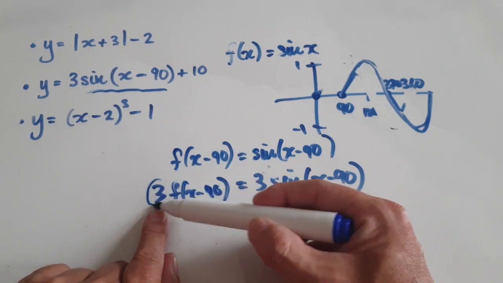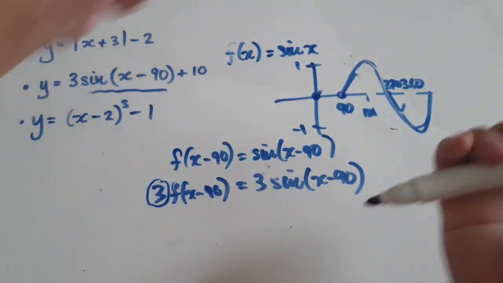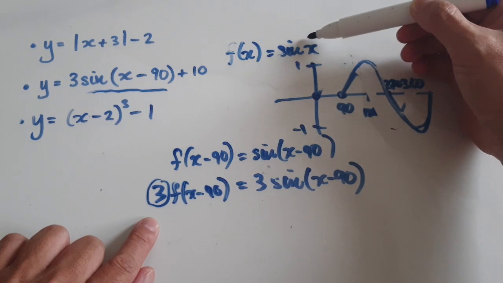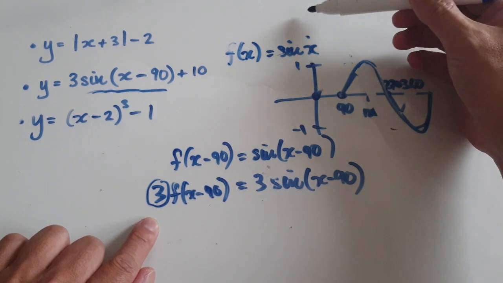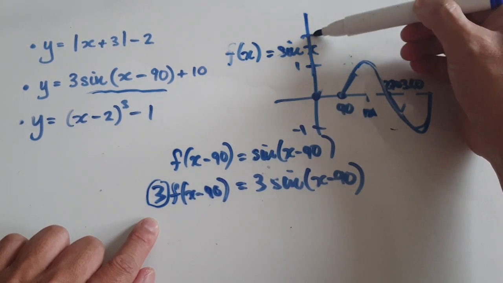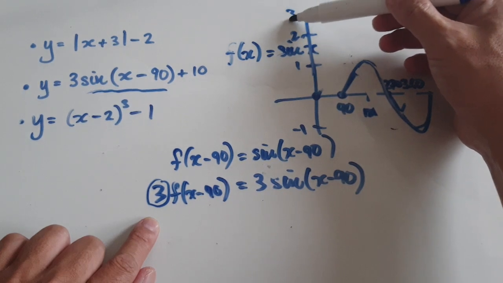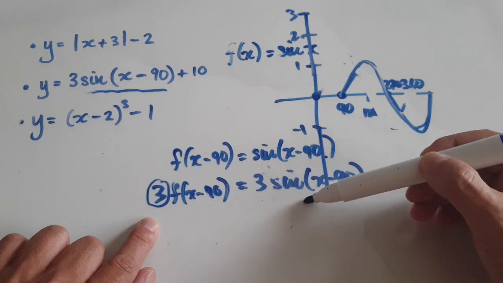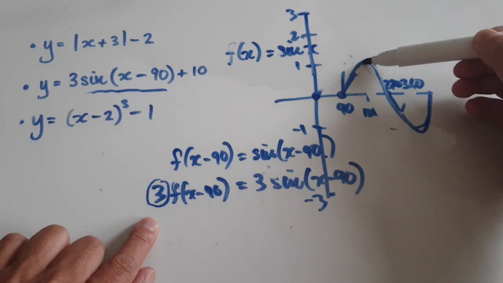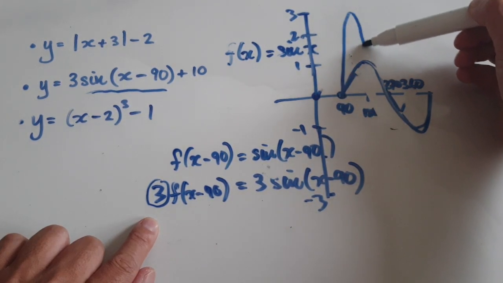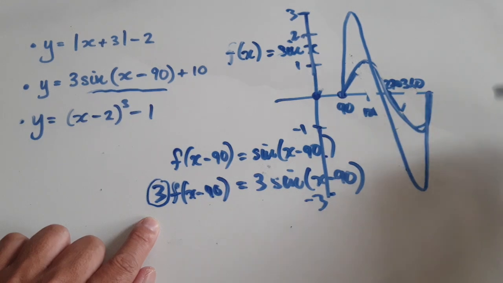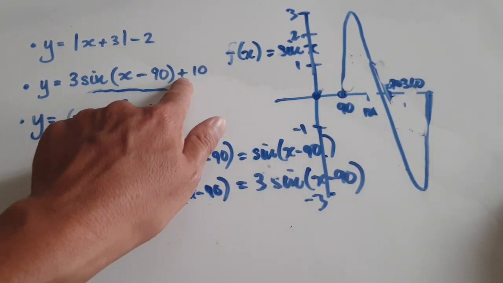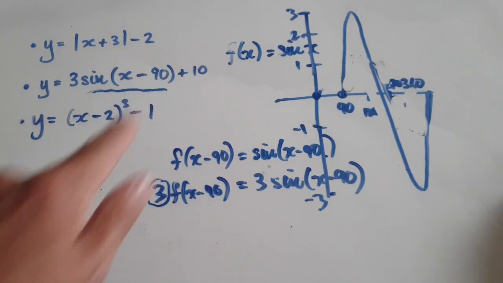x minus 90. Okay, we have no idea what this looks like, but we do understand this transformation. This transformation with the 3 in front just changes the amplitude. So now 1, 2, 3, not to scale. So this is 2, this is 3, this is negative 1, negative 2, negative 3, not to scale. So now the amplitude, remember the amplitude is now 3. So it will now look like this. And then we just need to drag it down by 10 now.